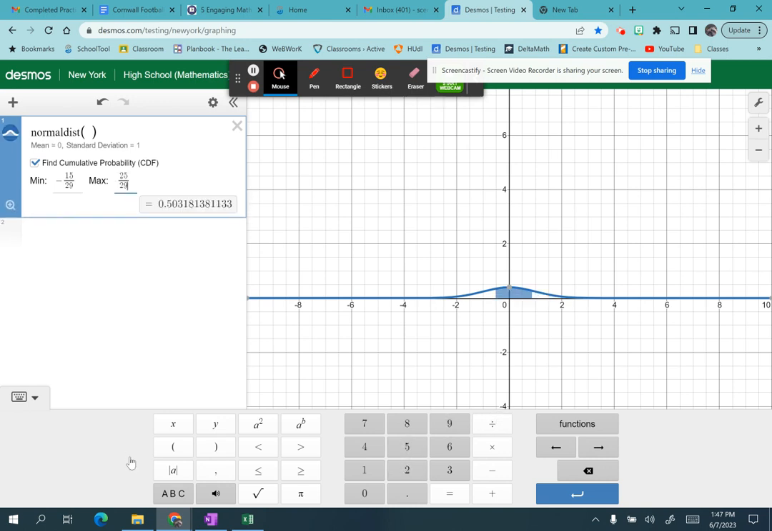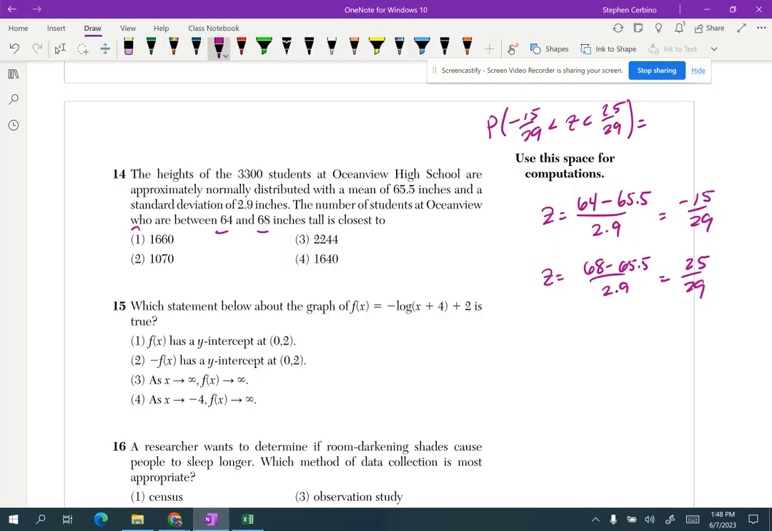So our proportion is 0.503, and that's not the answer because we want to know approximately how many students. So out of 3,300 students, almost a little bit more than 50% of them is your answer. So that's really close to 1660, choice 1.